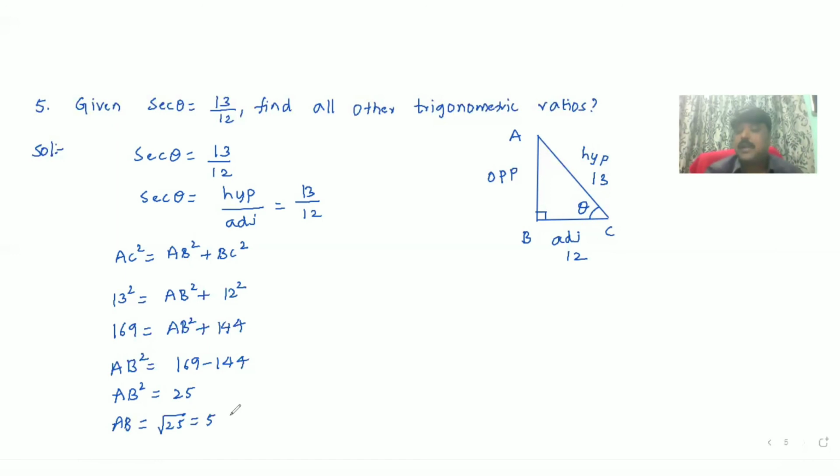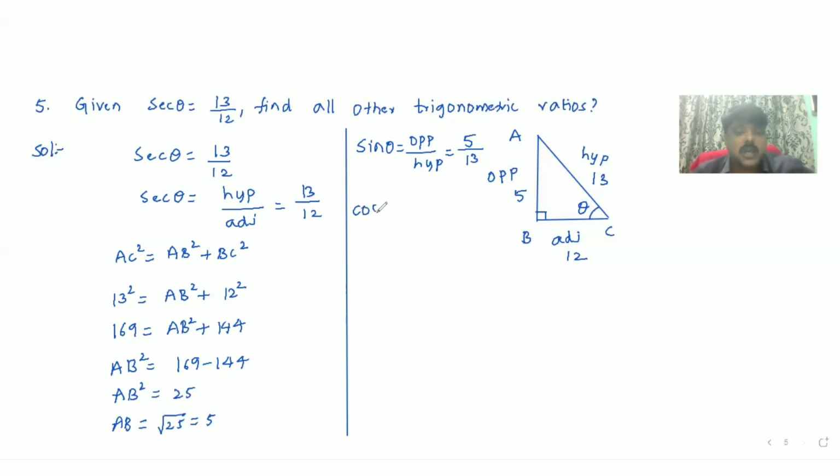Now we are asked to find all the other trigonometric ratios. If we get AB, we can easily find all the other trigonometric ratios. Let us see how to find those. First is sine theta, that is opposite to theta by hypotenuse. Opposite to theta, it is 5/13.